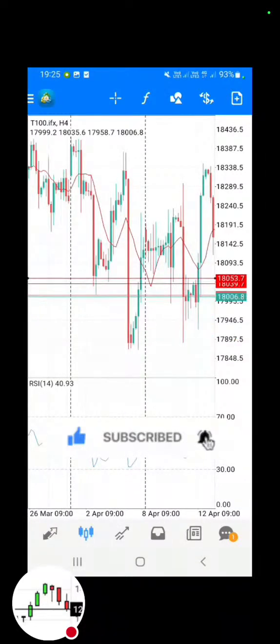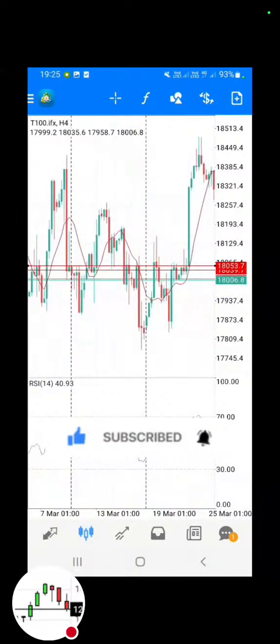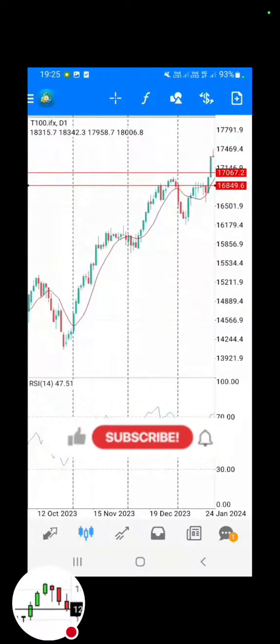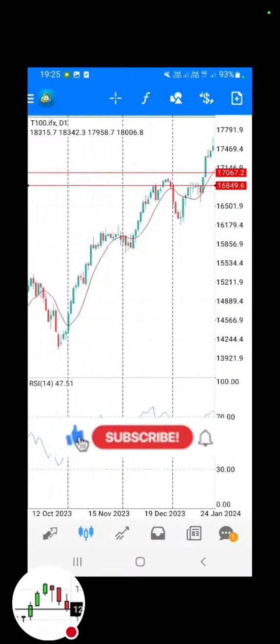A 4-hour chart with this strategy, because this strategy is the best of the best. Let's use the 4-hour chart.